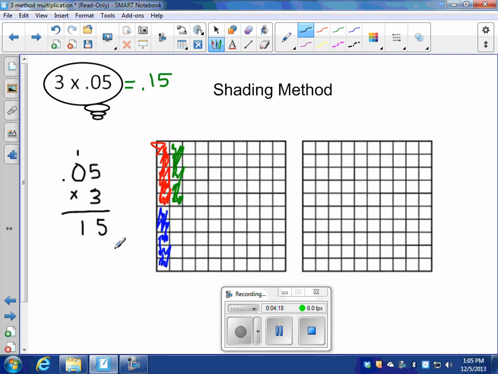Now, when I'm multiplying decimals, the decimal point doesn't just get moved straight down. That's not how you multiply. You want to count the number of decimal numbers, so that's the number of digits after a decimal point. So here's my decimal point, and I have 2 digits after the decimal point in the problem. So in my answer, I need to have 2 digits after the decimal point. If there are 2 decimal numbers in my problem, I have to have 2 decimal numbers in my answer.